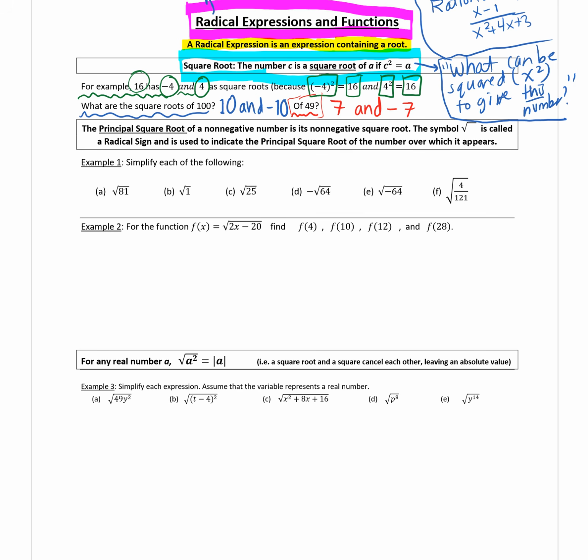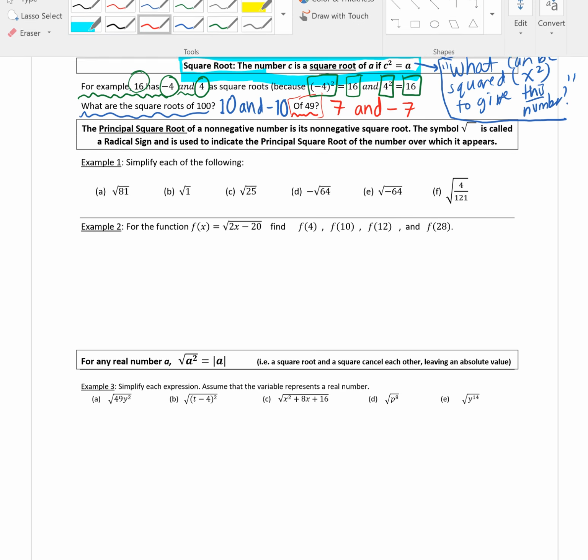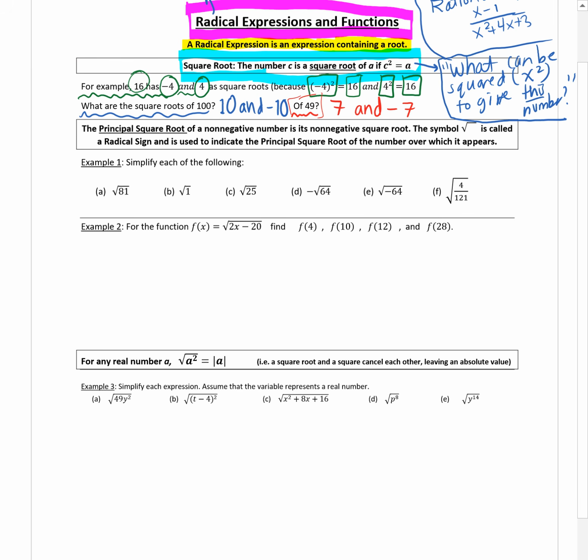So that's the idea, that every number has two square roots. But as soon as we get used to that idea, now we go on to this new definition that we're going to be using from now on: the principal square root of a non-negative number. We don't talk about roots of negative numbers. It doesn't make sense, and we'll see why pretty soon. So the principal square root of a non-negative number is its non-negative square root. Basically what they're saying is, from now on, whenever you see this symbol, which is what we're used to, a square root, that means we only want the positive square root.